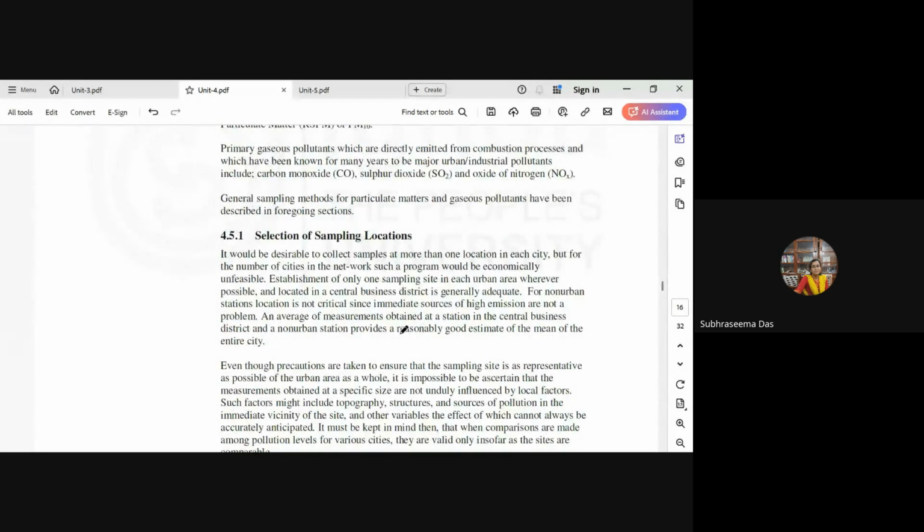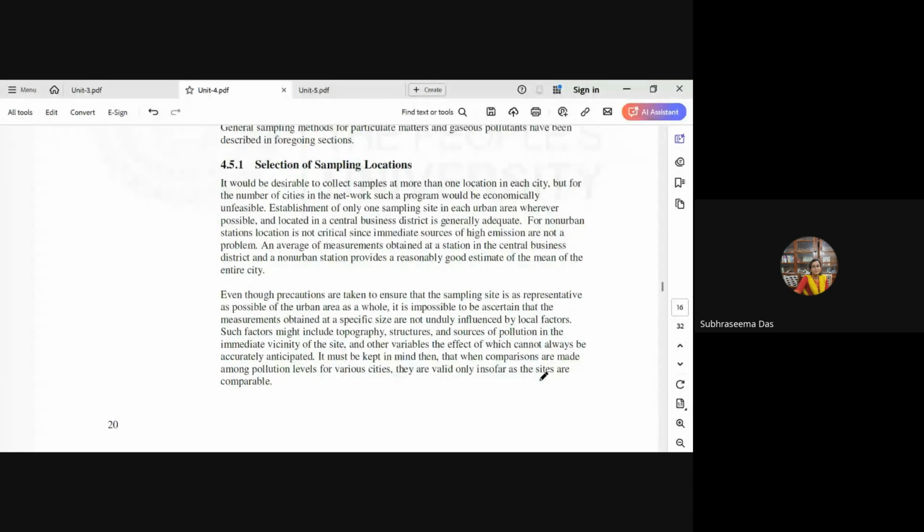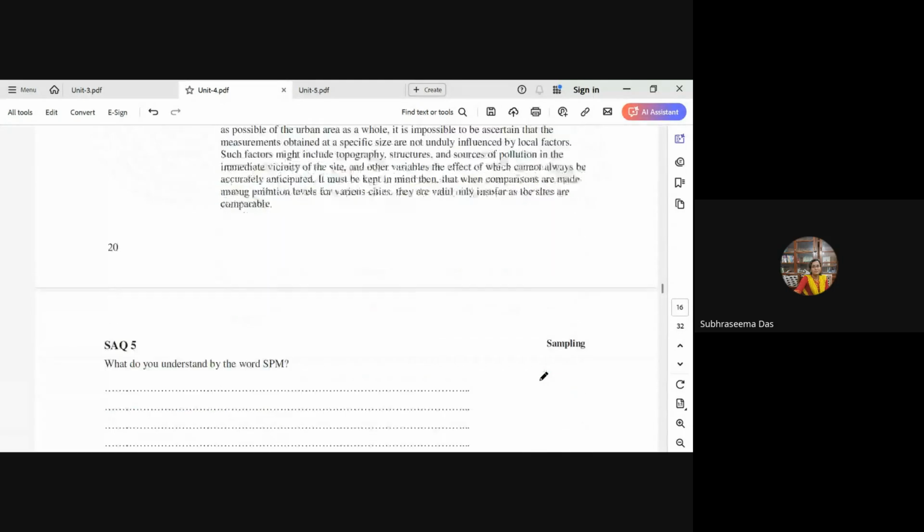Now, the selection of sampling locations. In order to study the air pollution at a particular place, whether it is an urban area, a rural area or an industrial area, we need to see that the density of that place is high, so that when we make a comparison, we can talk about the topography, the density, and the different sources of pollution of that particular place.